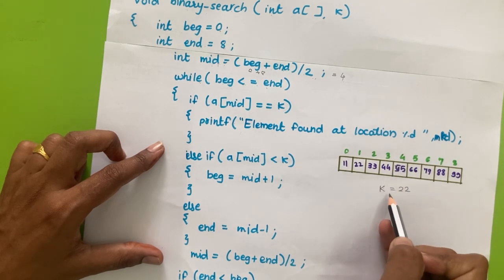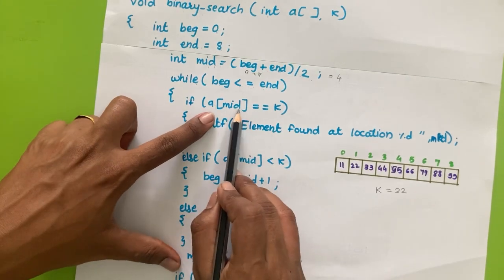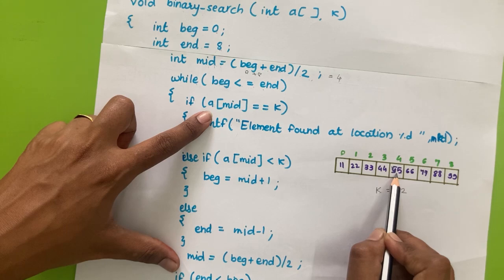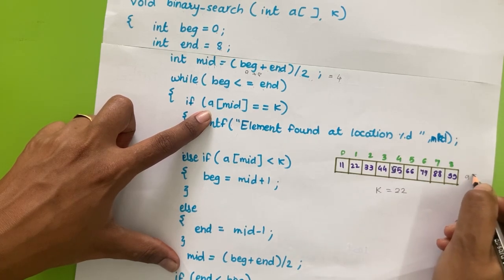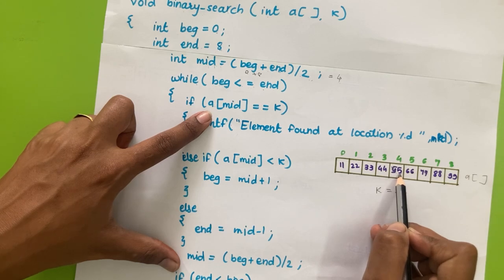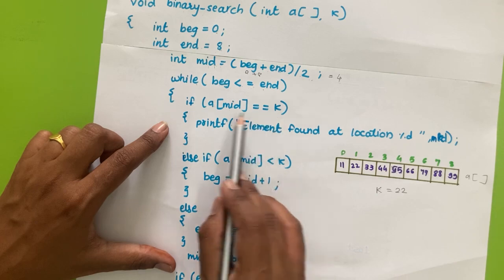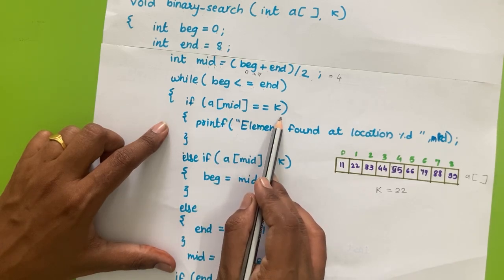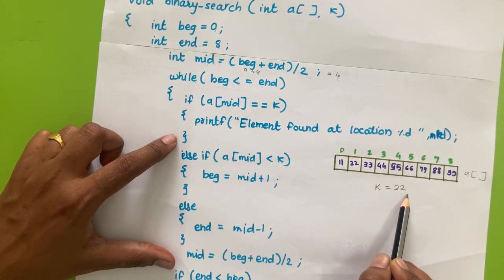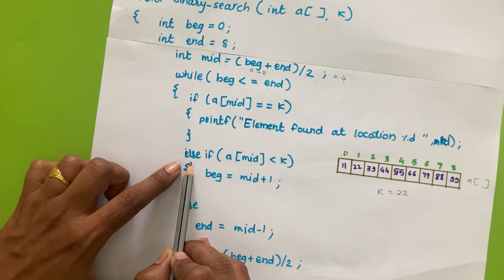Now the value of K is 22 and the value of A of mid, meaning A of 4, is equal to 55. This is array A. So A of 4 has value 55. So 55 is equal to K? The condition does not satisfy because we have K equal to 22. So this condition does not satisfy, and it will check for another condition.